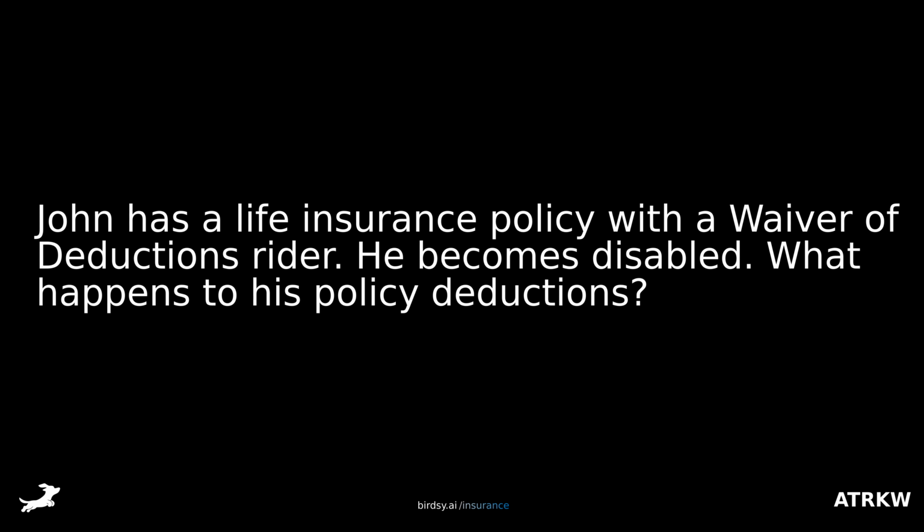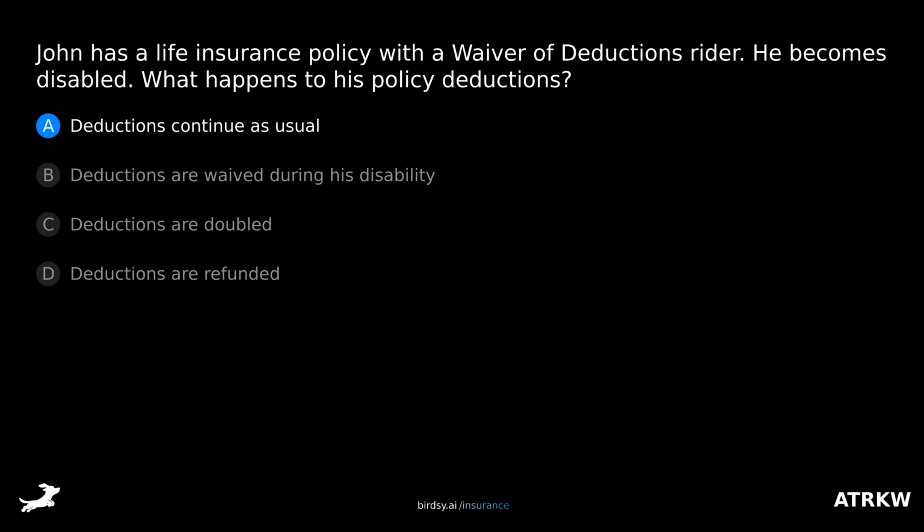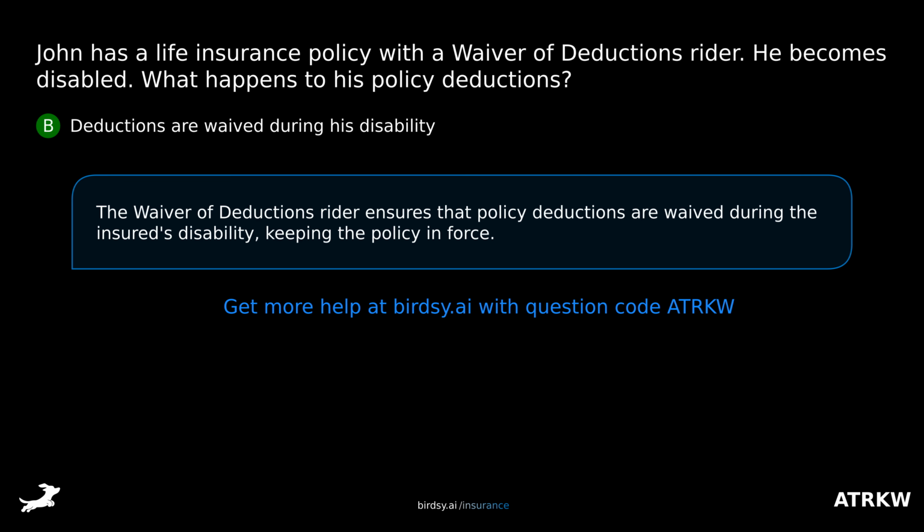John has a life insurance policy with a waiver of deductions rider. He becomes disabled. What happens to his policy deductions? Is it A, deductions continue as usual? B, deductions are waived during his disability? C, deductions are doubled? Or D, deductions are refunded? The answer is B, deductions are waived during his disability. The waiver of deductions rider ensures that policy deductions are waived during the insured's disability, keeping the policy in force.